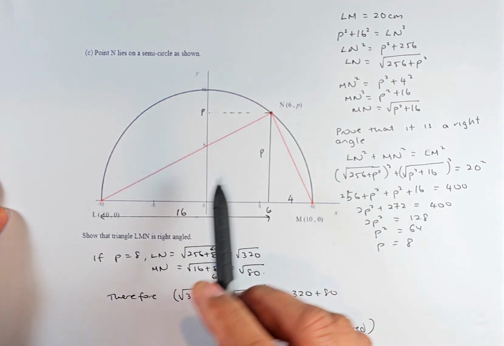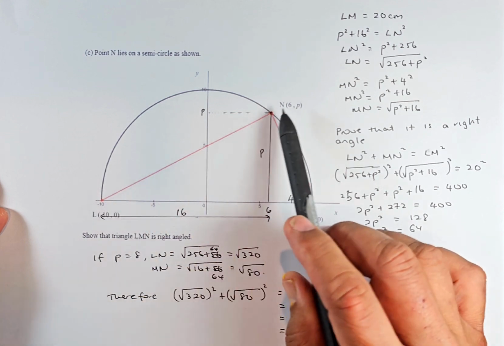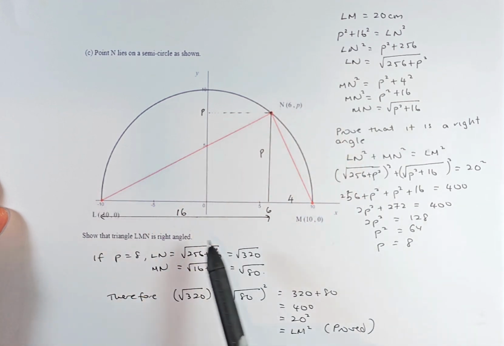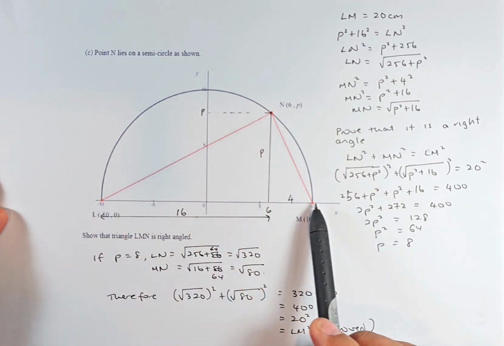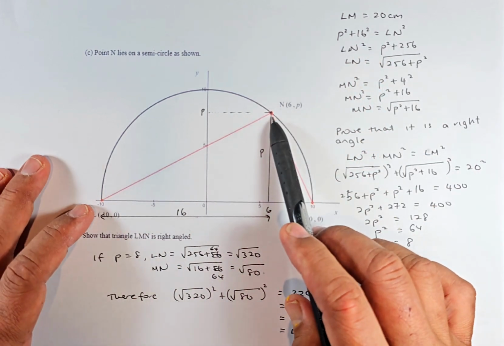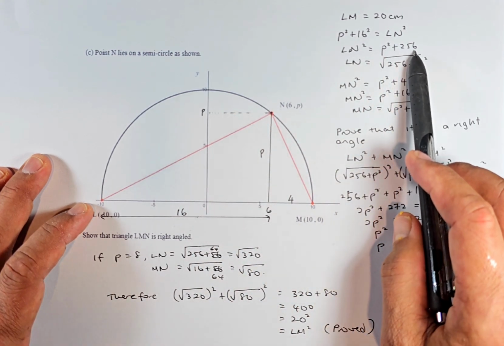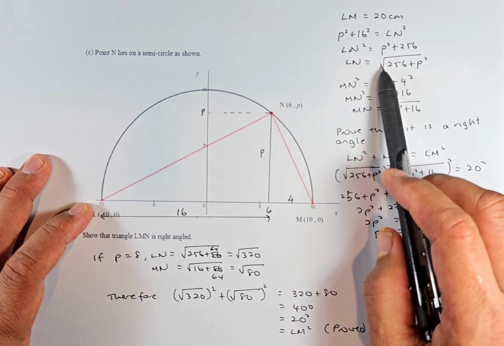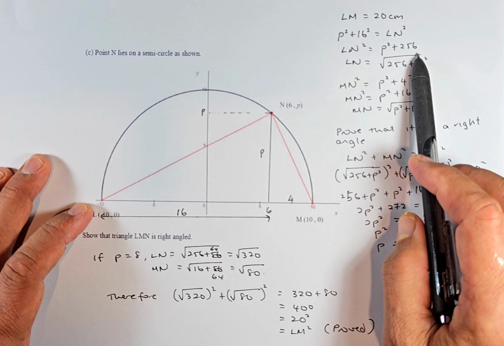Now we need to form an equation to solve it. So we need to know the length of LN. LN is here, and MN is here, and we know this is 20. So LN squared, where LN is here, is P squared plus 16 squared, which equals P squared plus 256. So LN is the square root of 256 plus P squared. Hopefully you get it? Great.